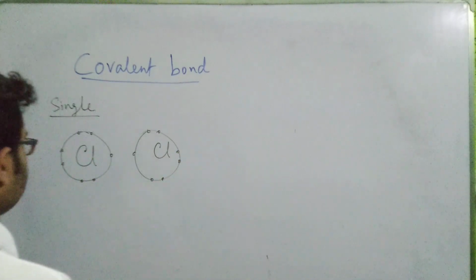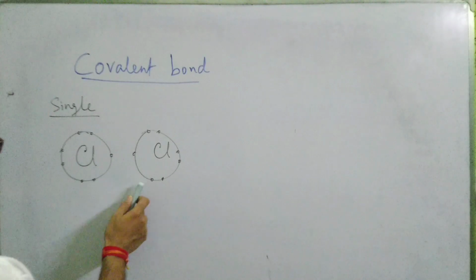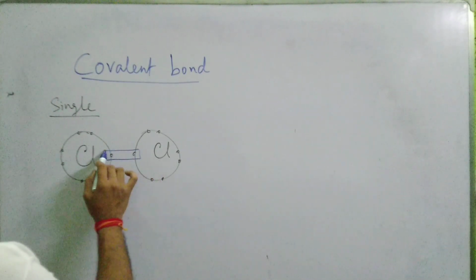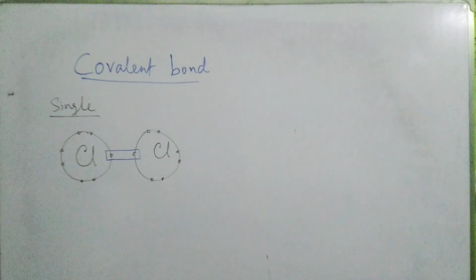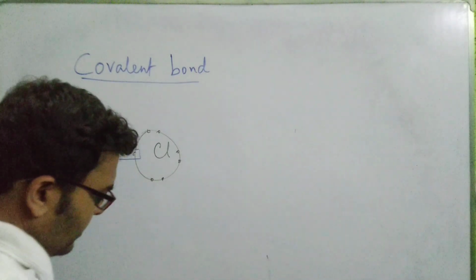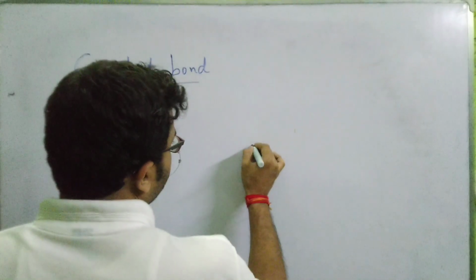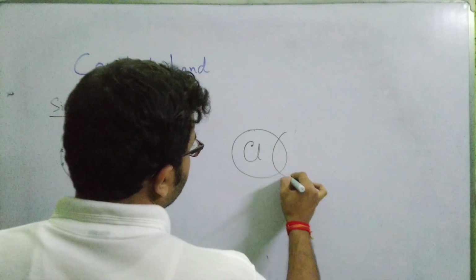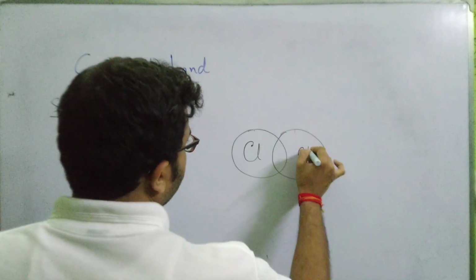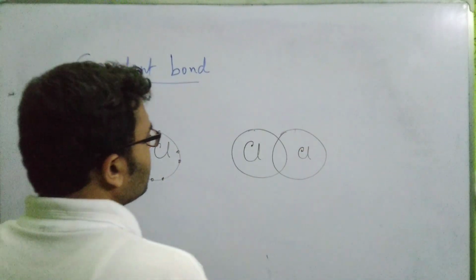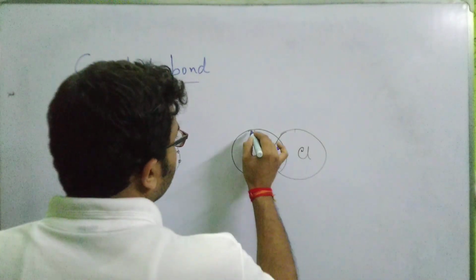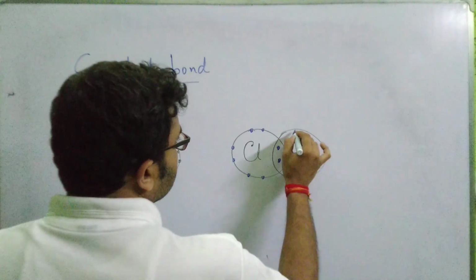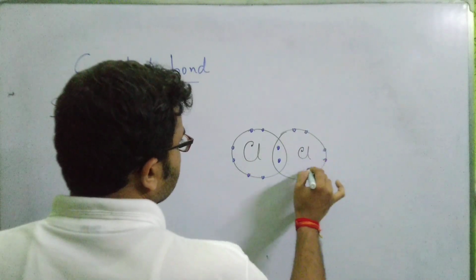Now what happens? This chlorine atom also needs 1 electron, and this chlorine atom also needs 1 electron. So they end up sharing one pair of electrons between themselves. When these chlorine atoms come together, the atomic space overlaps, something like this. The shared pair of electrons remains in here, and the other electrons are free: 1, 2, 3, 4, 5, 6, and here 1, 2, 3, 4, 5, 6.